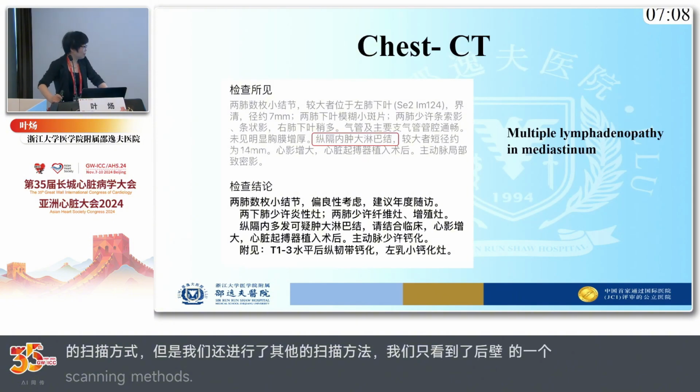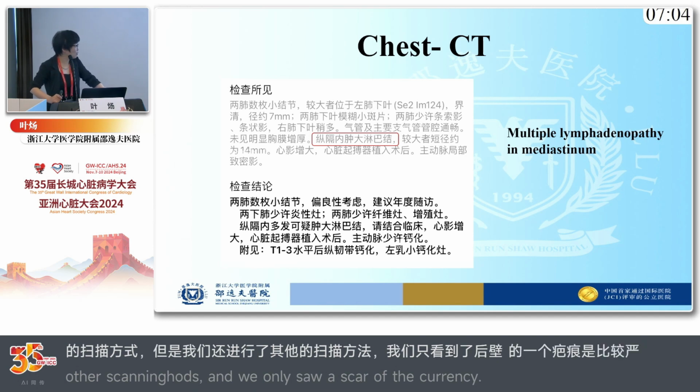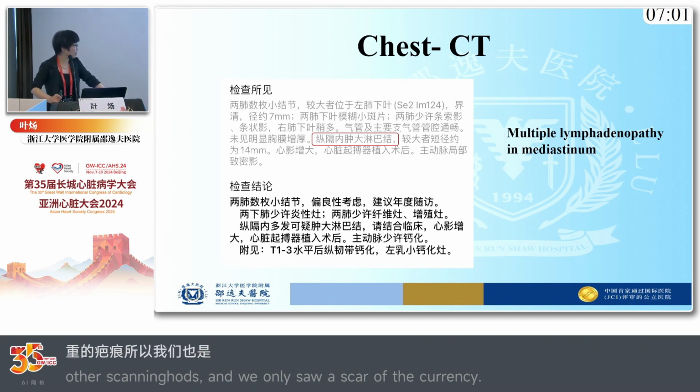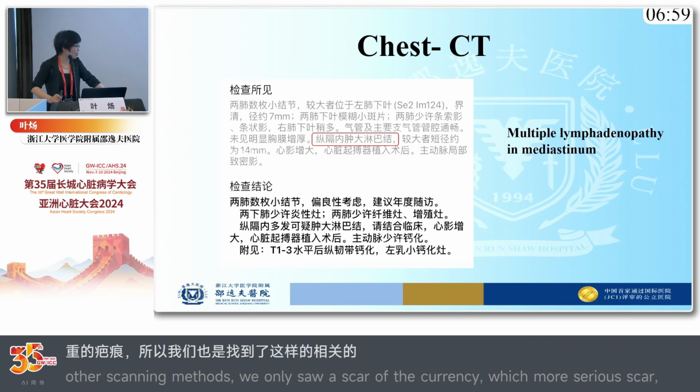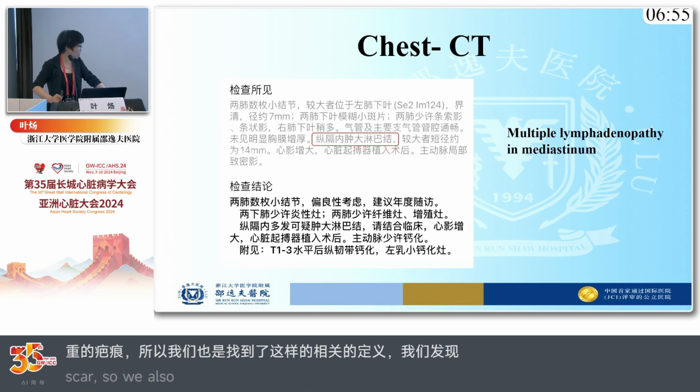Before the upgrade implantation, I just checked the X-ray. I found multiple lymphadenopathy in the mediastinum. I just had a good idea: probably this patient has sarcoidosis. Again, this came to my idea.